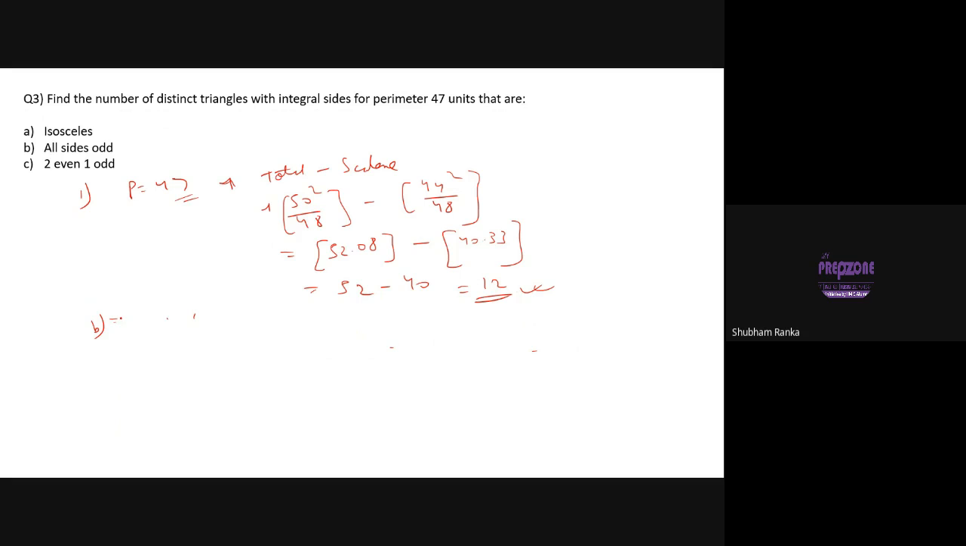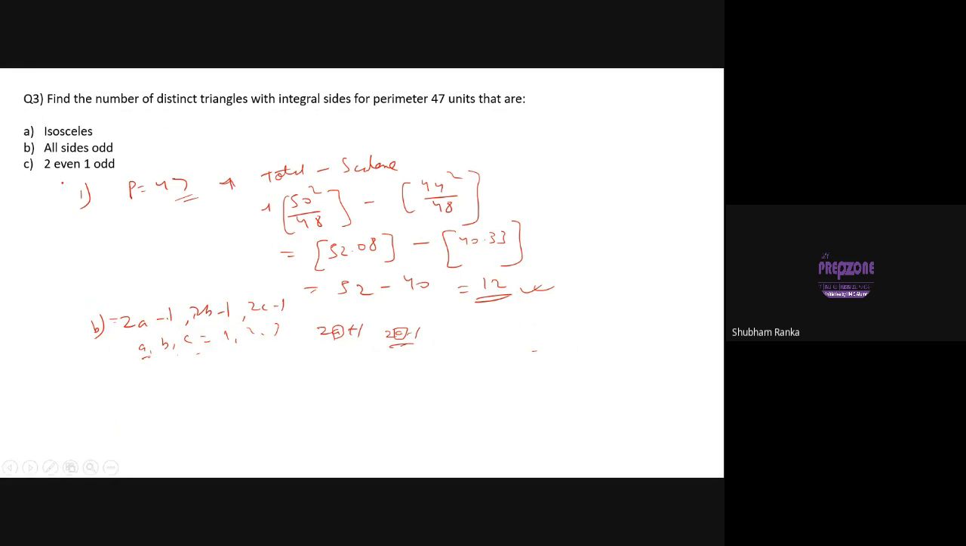All sides odd, you can take the sides as 2a minus 1, 2b minus 1, and 2c minus 1. These are odd numbers, right? Now, a good question would be: why not 2a plus 1, 2b plus 1, 2c plus 1? Even those would be odd, but we are not taking that. Why? Because we want A, B, and C to start from values of 1, 2, 3 onwards. If I take 2a plus 1, I will be starting A from 0 essentially. I want to start from 1, not from 0. That's why 2a minus 1 works.